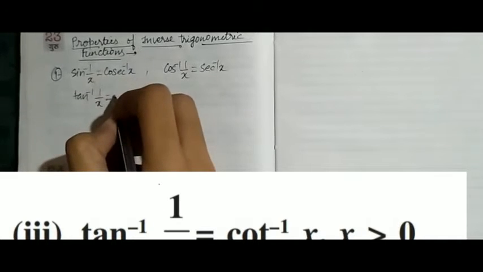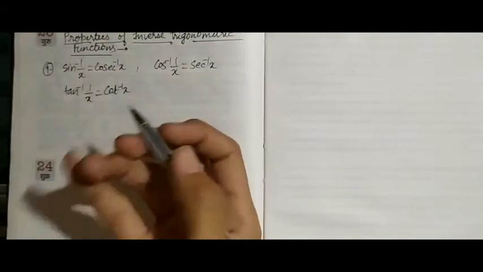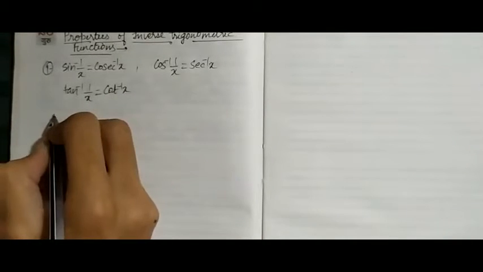The first property of inverse trigonometric function is sine inverse 1 by x equal to cosec inverse x. How do we prove this? And the second one, all of them will be of the same form, cos inverse 1 by x equal to sec inverse x, and the third one is tan inverse 1 by x equal to cot inverse x. They all have the same process to derive.